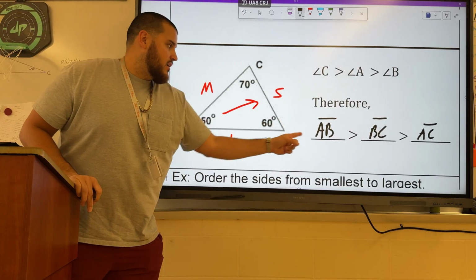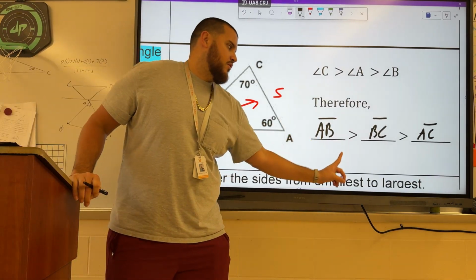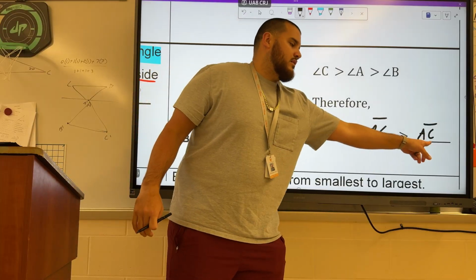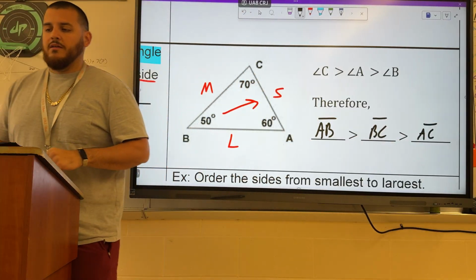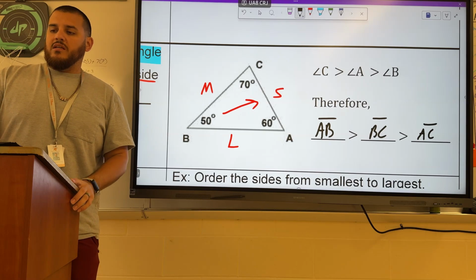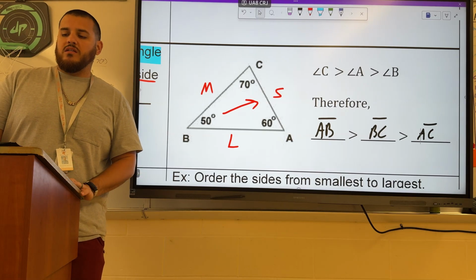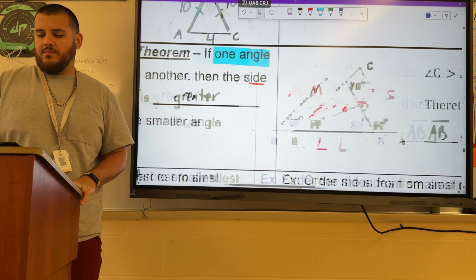So the largest side, across from the largest angle, is greater than the next biggest side, which is greater than the smallest side. It's an inequality here for this example. We're going to be applying this now on our own and writing our own inequalities for side lengths in triangles.